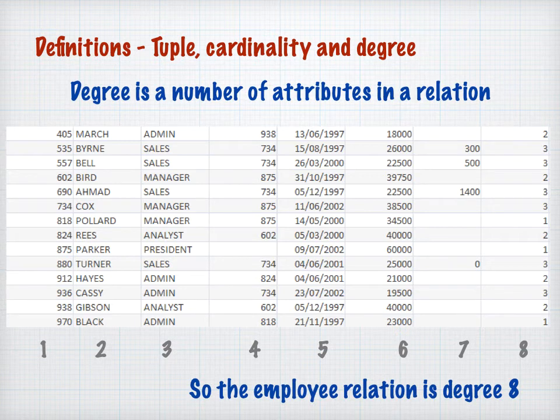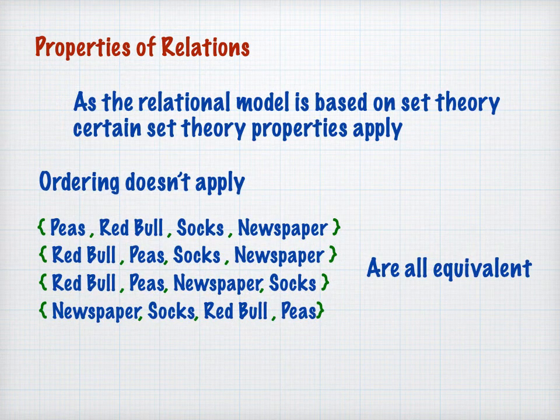Now, because this is based on the notion of a relation, and we know that relations are very close to set theory, there are some important principles that come through. Ordering doesn't really apply in this model. So I'm using the standard set notation here, which is braces and commas, those curly brackets that I've indicated in green on this slide. We would say that all of these are equivalent. It doesn't really matter about the order. They are equivalent sets. So what does that actually mean when it comes to information that's inside our table?